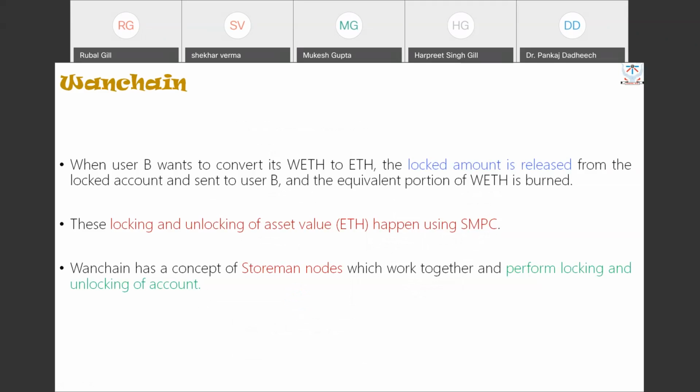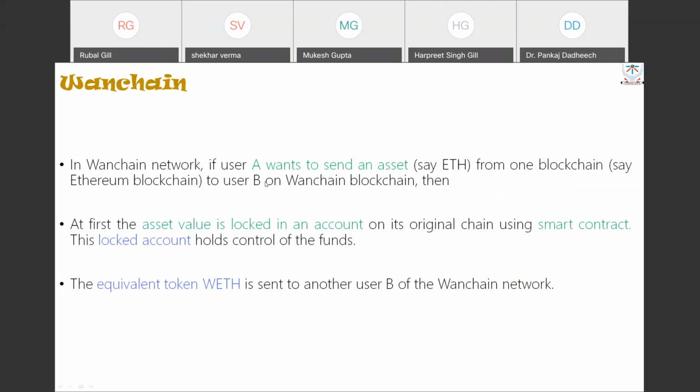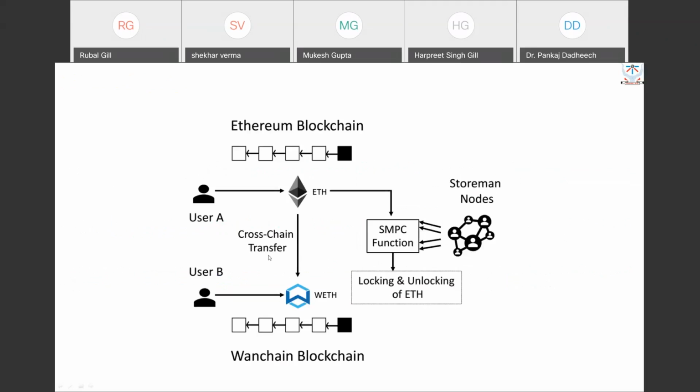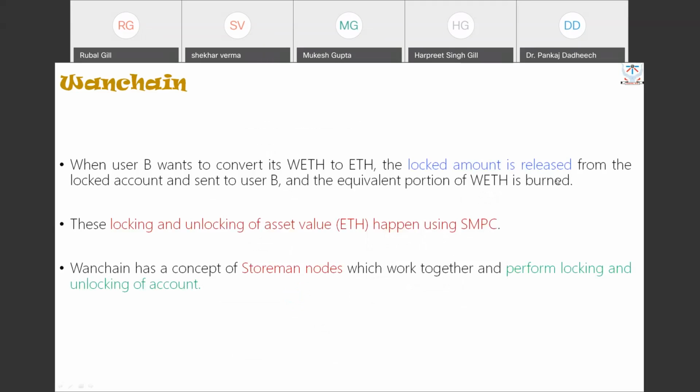How does it do it? First, the amount is locked using some smart contract. This locked amount holds the control of funds. When it is transferred using some calculation, which is done by these storeman nodes, special nodes doing multi-party computation, then the locked amount is released. And once it is released, the equivalent amount is burnt off.